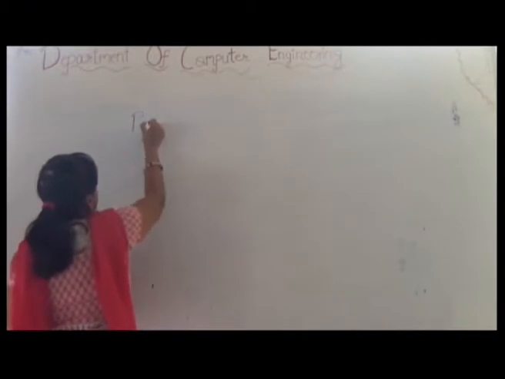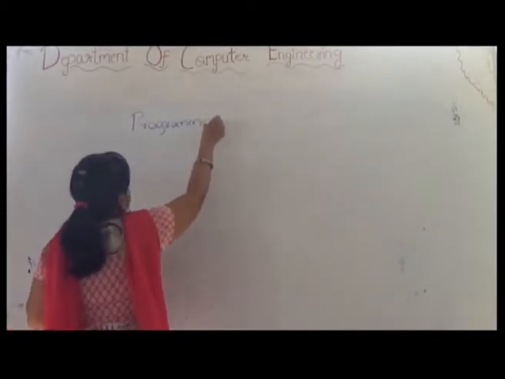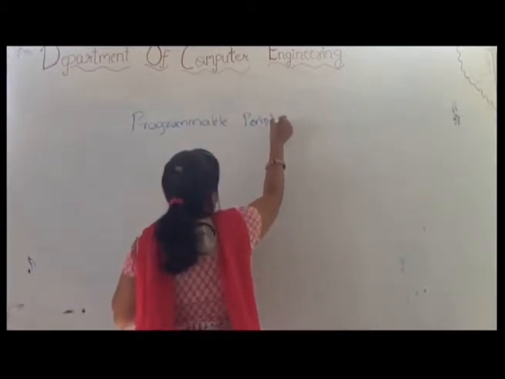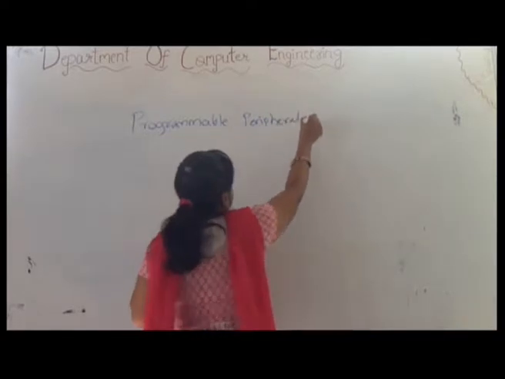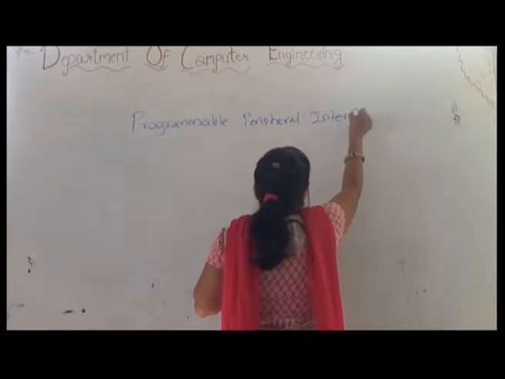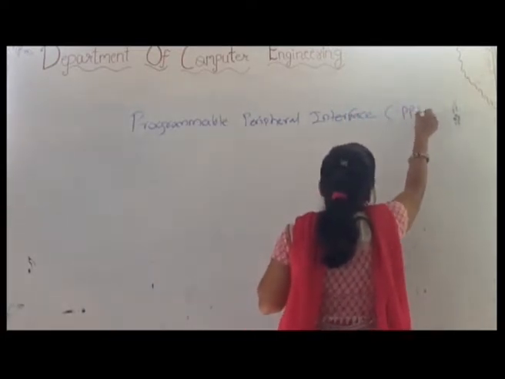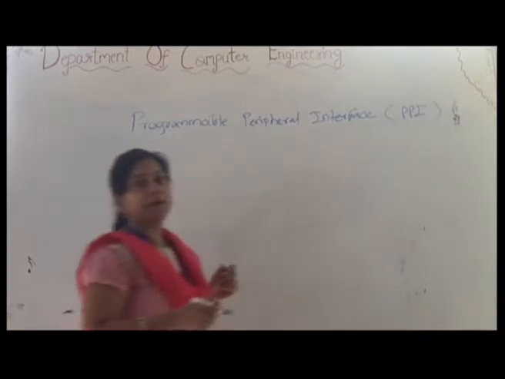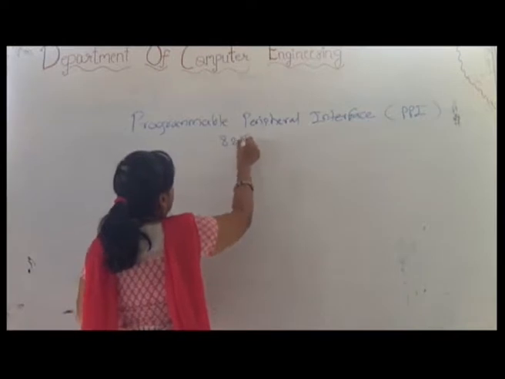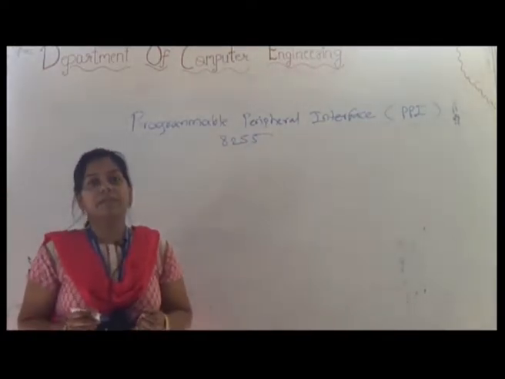It's a programmable peripheral interface. PPI stands for Programmable Peripheral Interface. It's an 8255. Okay, the outline of today's presentation.